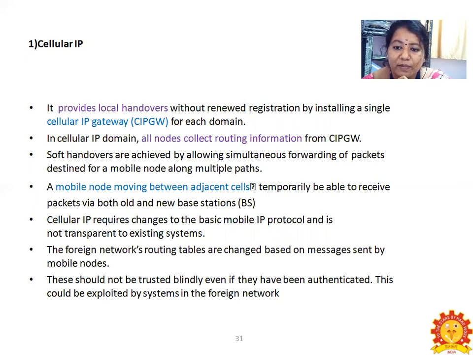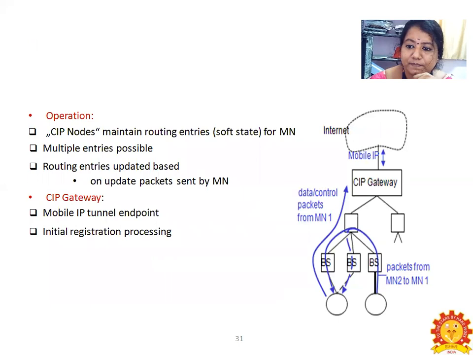Cellular IP requires changes to the basic Mobile IP model and is non-transparent to existing systems. The foreign network routing tables are changed based on the messages sent by the mobile nodes. These messages are trusted blindly even if they have been authenticated, so this could be exploited by the systems in the foreign network.